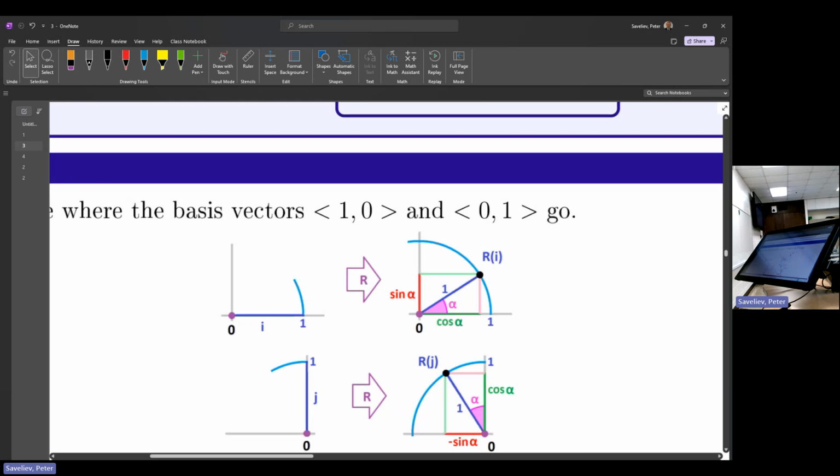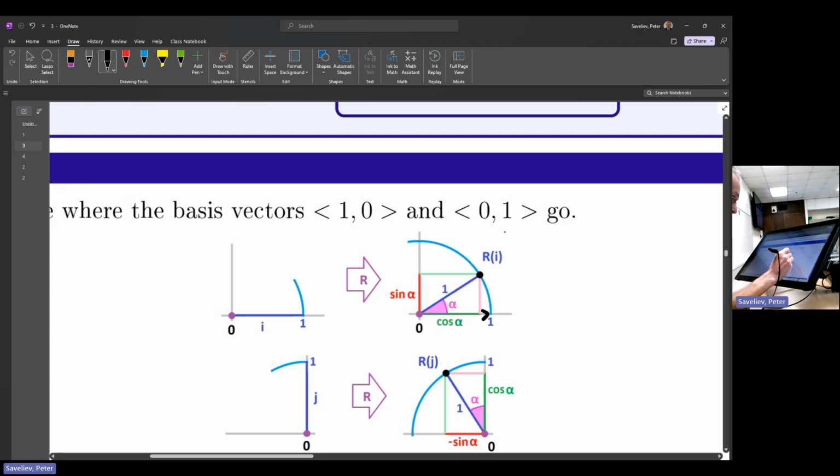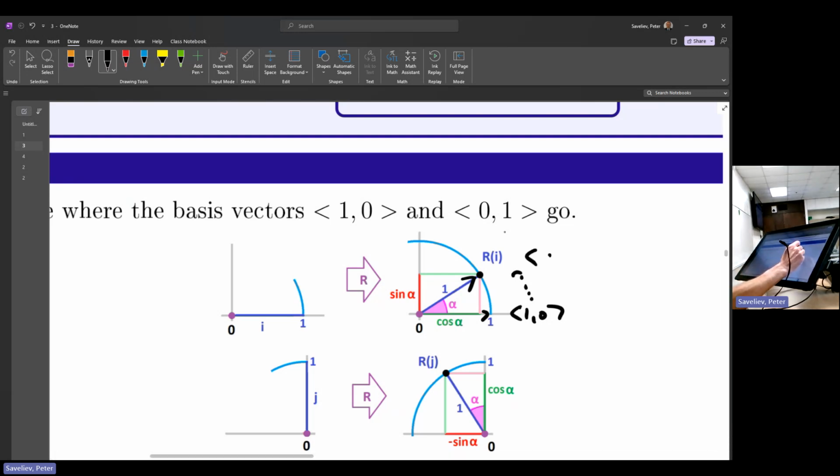So if you take the 1, 0 vector, the horizontal one, and rotate it by alpha degrees. So this one right here is the vector 1, 0. And then under the operator it goes right here. And what are its coordinates? Cosine alpha, sine alpha. So the new vector is literally cosine alpha, sine alpha.